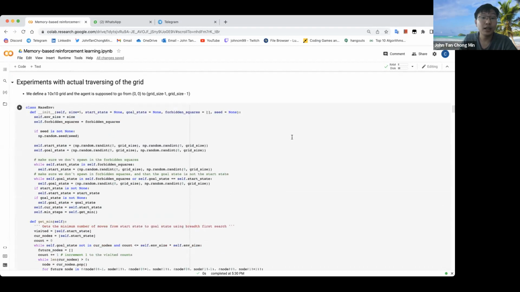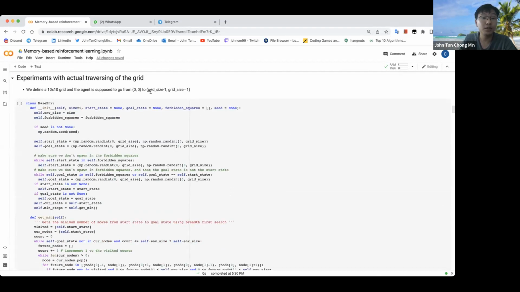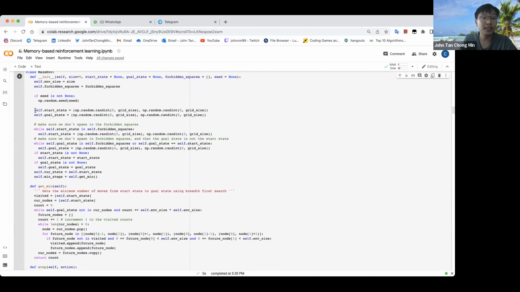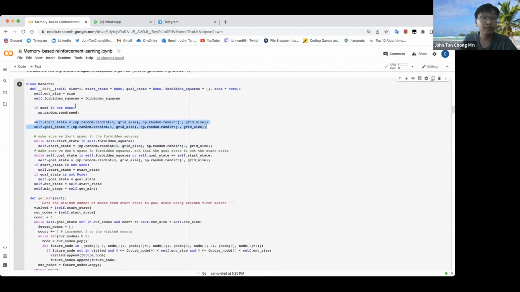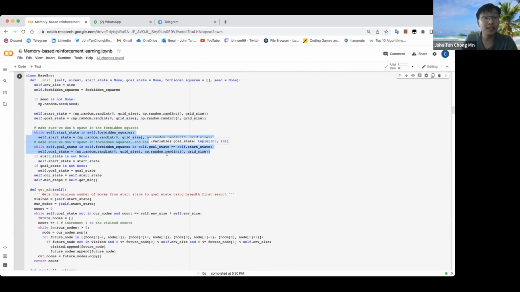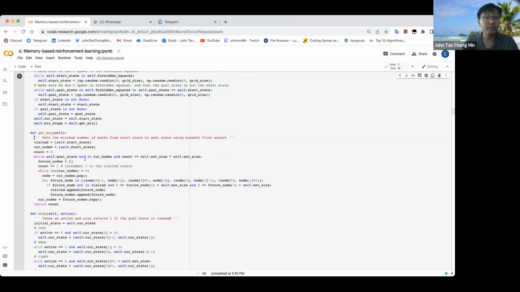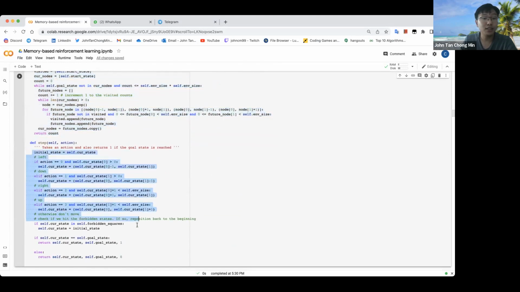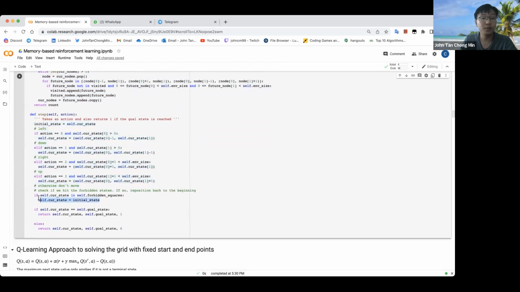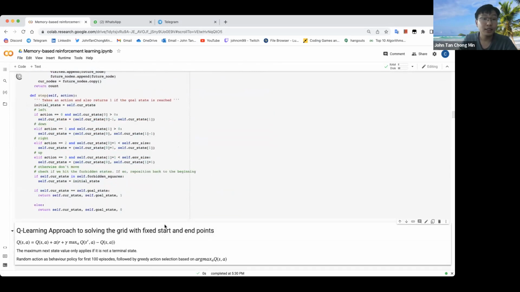So now we do the experiment with the grid, from 0 to grid size minus 1, so 0 to 99 basically. So this is the experiment. I start and go to the goal state, and then there are some forbidden squares. We make sure that we don't spawn in the forbidden squares. For the first experiment, there are no forbidden squares. So this is a breadth first search I did to find out the minimum number of steps needed. Then these are what happens to the next state if you step. If in a forbidden state, we don't move at all. And if we complete the environment, we give a reward of 1. So that's all.